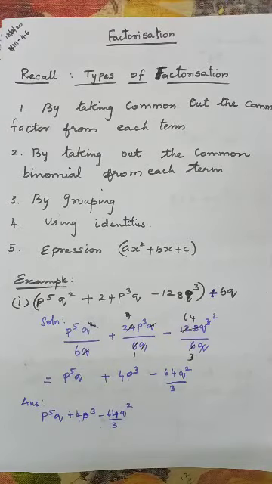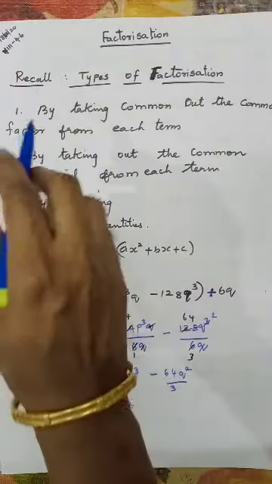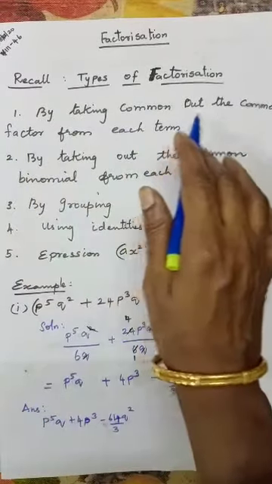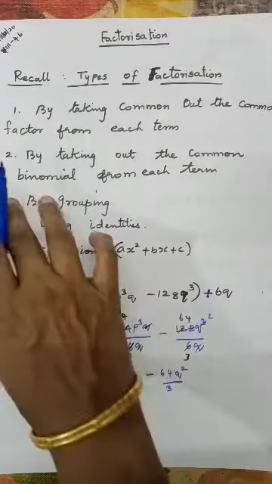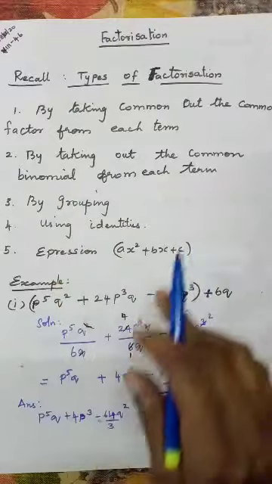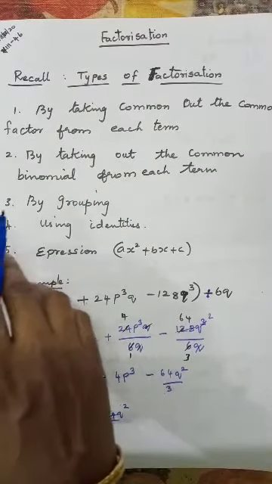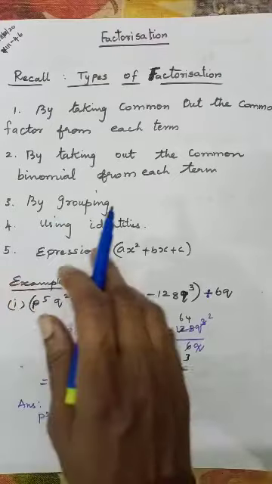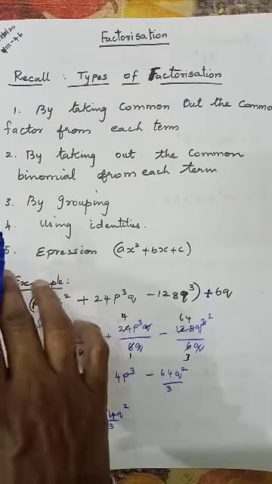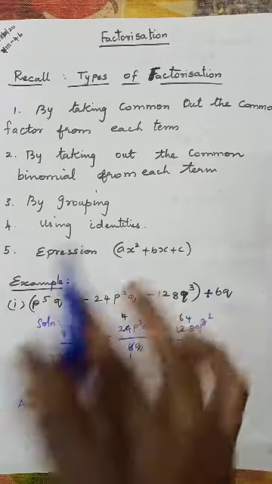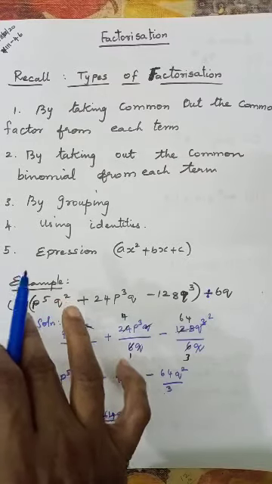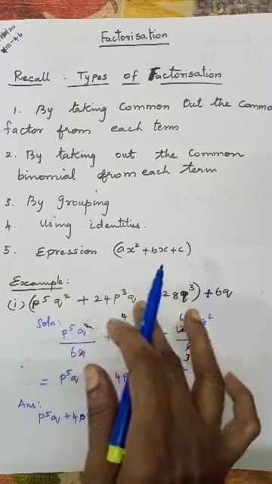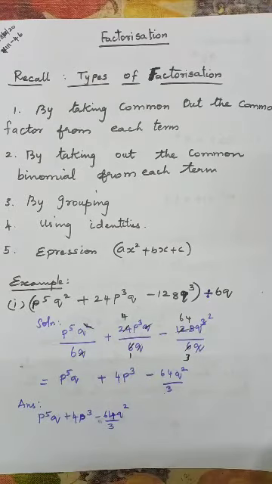In the last class, we have seen factorization. What are the types of factorization? First one is by taking common out, the common factor from each term. By taking out the common binomial from each term. Then the third one is factorization by grouping. The fourth one is factorization using identities. And the fifth one is factorization of the expression ax square plus bx plus c. We shall see the example.